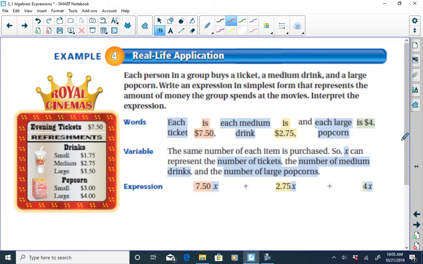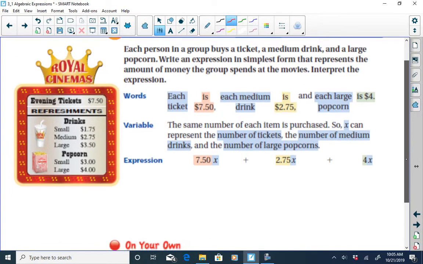All right, next page. Here we're given a word problem. Each person in a group buys a ticket, a medium drink, and a large popcorn. Write an expression in simplest form that represents the amount of money the group spends at the movies. Interpret the expression.